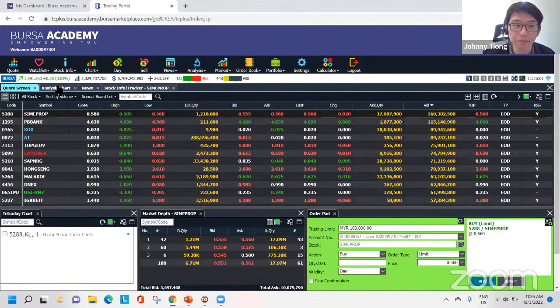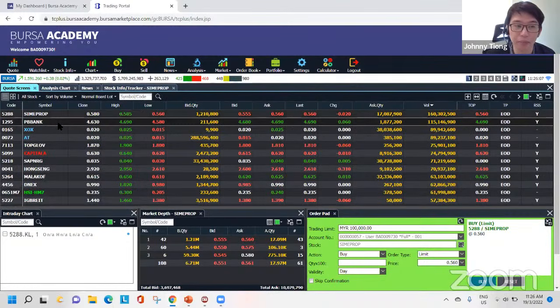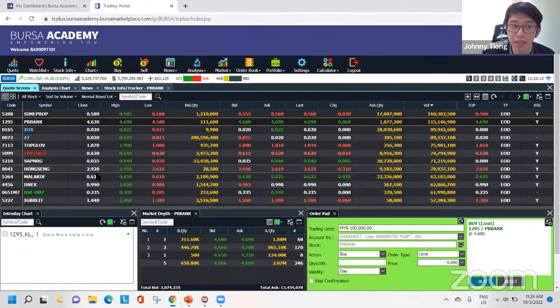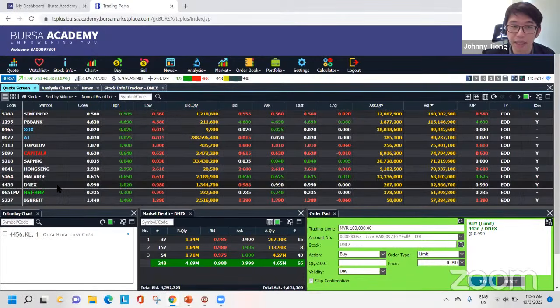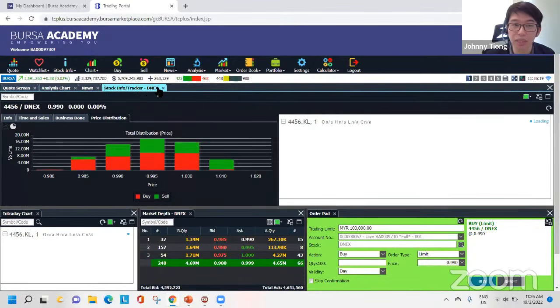So this app is actually quite useful. When I press on Public Bank, everything changes to Public Bank, including the intraday chart, because I already tagged everything to the green color. For DNEX, my stock info or trade also changes to DNEX.